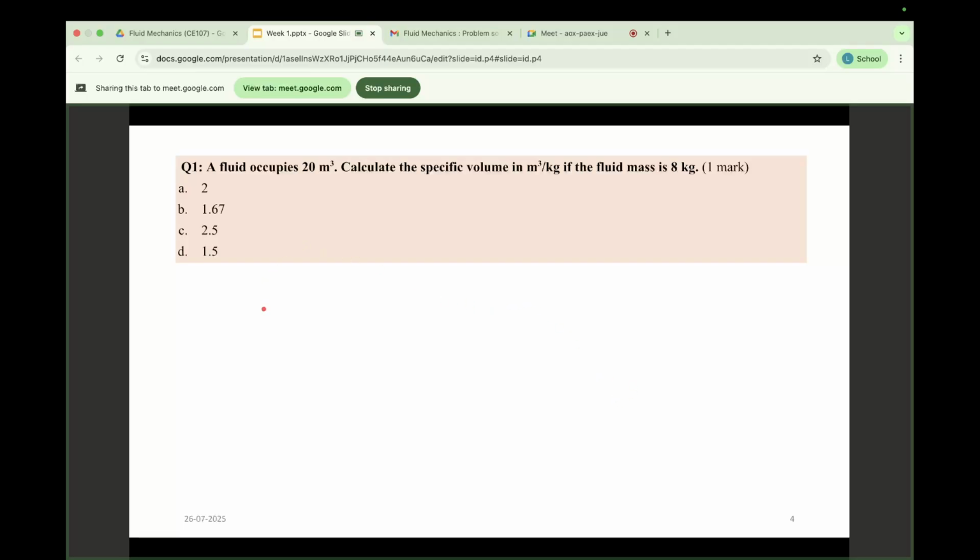So this is our first question. In the first question, it is asked that a fluid occupies 20 meter cube. That means the volume of the fluid. Now you are asked to find the specific volume if the fluid mass is 8 kg. So what is given basically in this question?